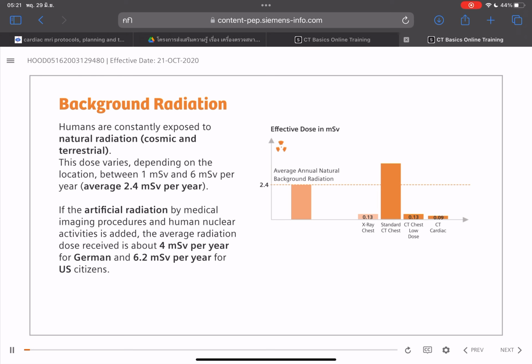Humans are constantly exposed to natural radiation, cosmic and terrestrial. This dose varies, depending on the location, between 1 and 6 millisieverts per year, with an average of 2.4 millisieverts per year. If the artificial radiation by medical imaging procedures and human nuclear activities is added, the average radiation dose received is about 4 millisieverts per year for German and about 6.2 millisieverts per year for U.S. citizens.